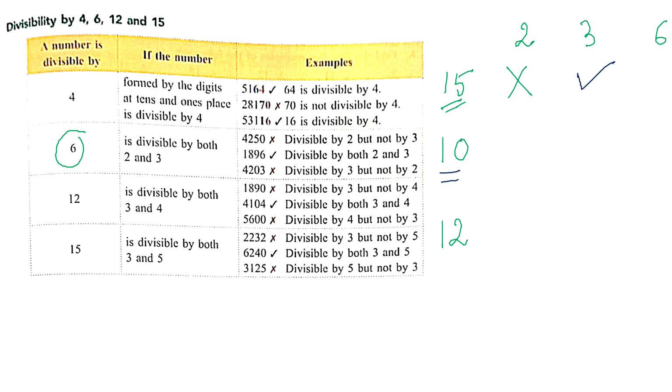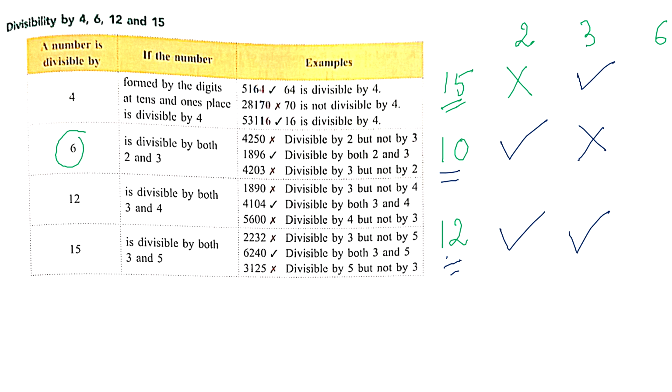After that, look at 10. 10 is an even number, divisible by 2. 1 plus 0 is 1. 1 cannot be divided by 3, so not divisible by 3. Now look at 12. 12 is an even number, divisible by 2. 1 plus 2 is 3. It is divisible by 3.